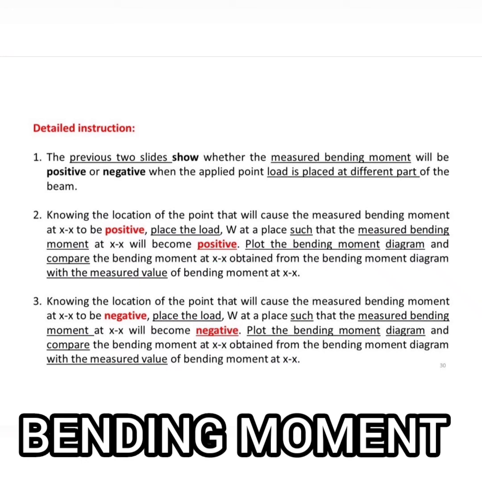Third, knowing the location of the point that will cause the measured bending moment at X to X to be negative, place the load W at a place such that the measured bending moment at X to X will become negative. Plot the bending moment diagram and compare the bending moment at X to X obtained from the bending moment diagram with the measured value of bending moment at X to X.